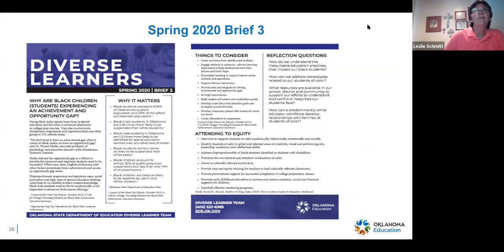Again, each one of the briefs is in this format. It gives you a synopsis of the issue, why it matters, things to consider, reflection questions, and then some opportunities attending to equity. Also provided on each brief is a phone number and the State Department website so that you can contact or have discussions with the State Department on each of these topics. These are wonderfully put together and give you some brief ideas on issues that might be affecting your school community.